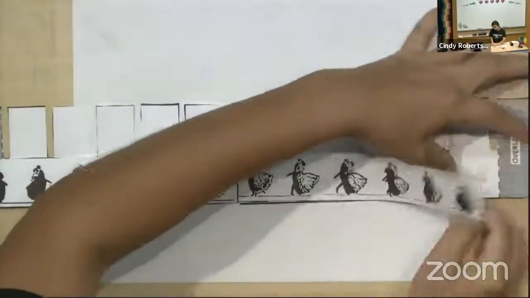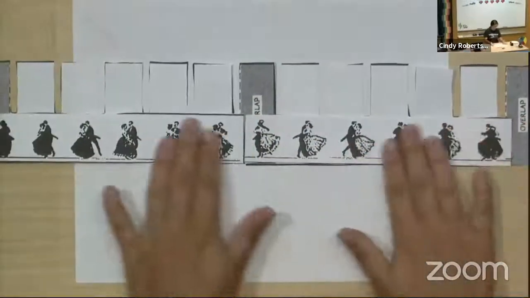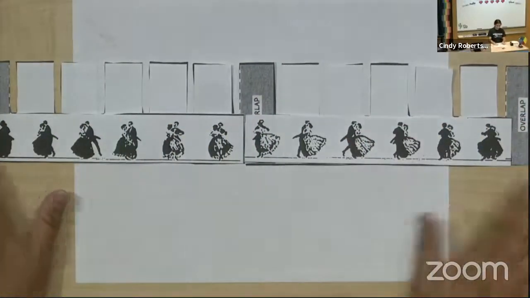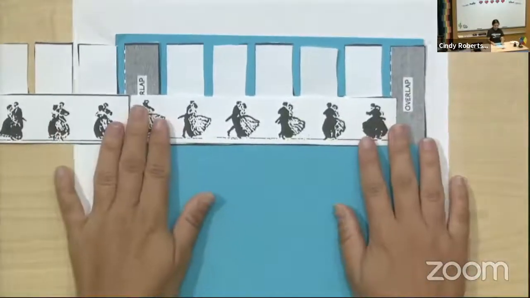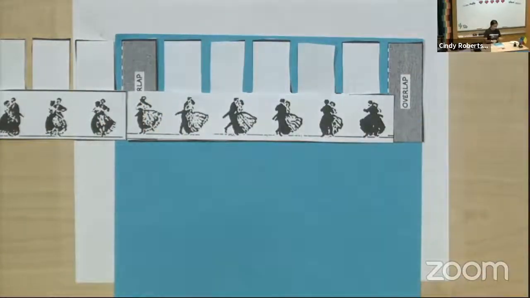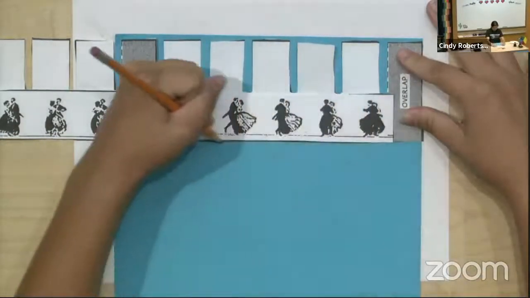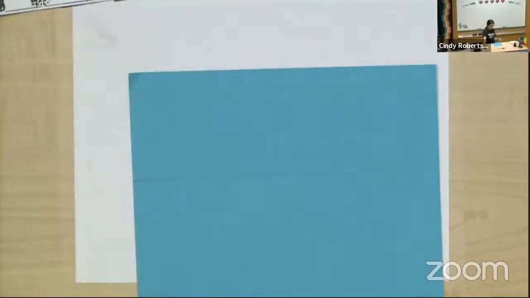So now we have the most important part, in my opinion, of our zoetrope. Okay, so next pull out that piece of construction paper, and you're gonna want to cut it to be the same size as this. So I like to just put it right on top and draw a line, and then cut it out right along that line.